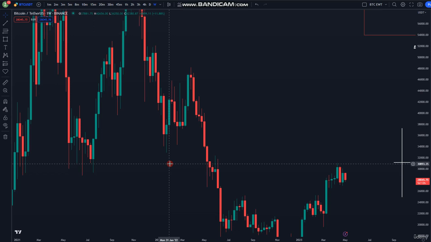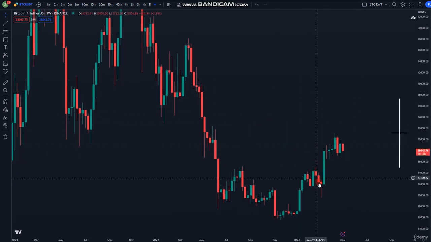I'm not generally a huge fan of candlestick patterns, but in the extremities, they are definitely something to keep an eye on. Like for example, this candle here, definitely worthwhile to keep on the radar.